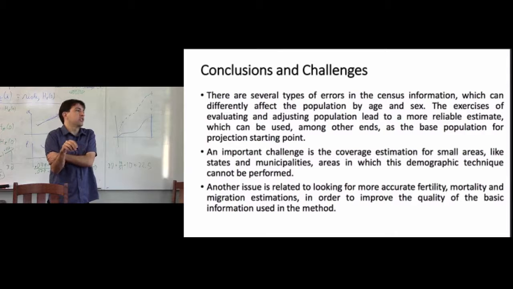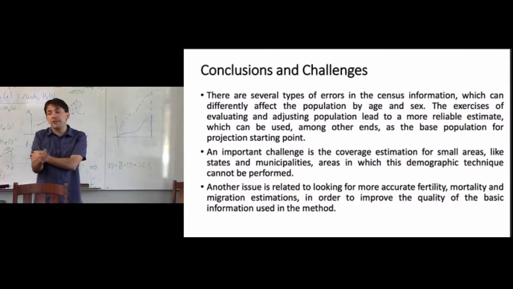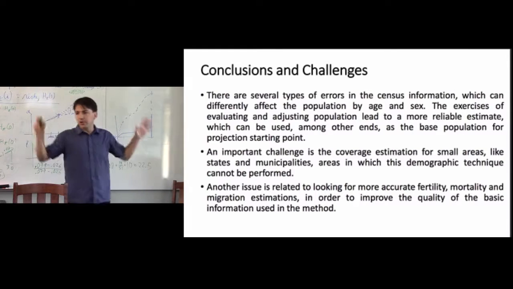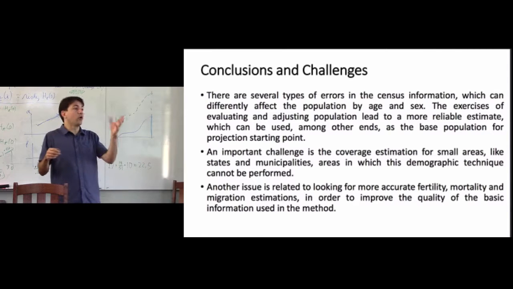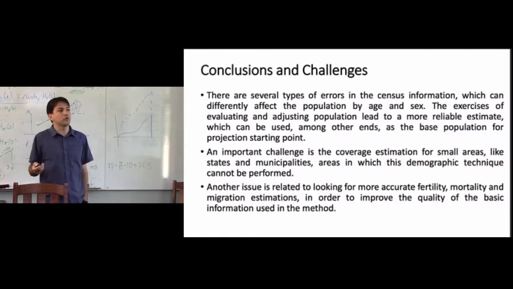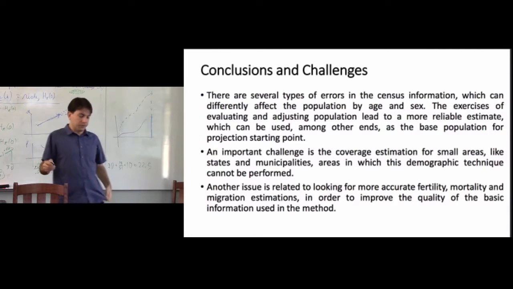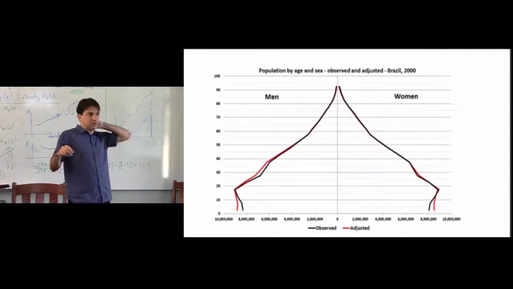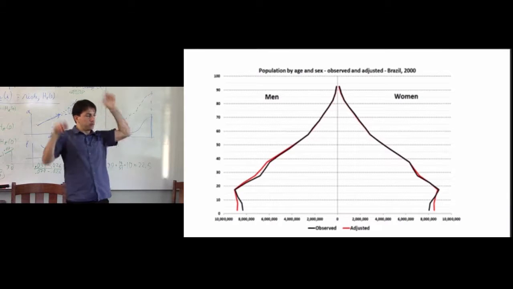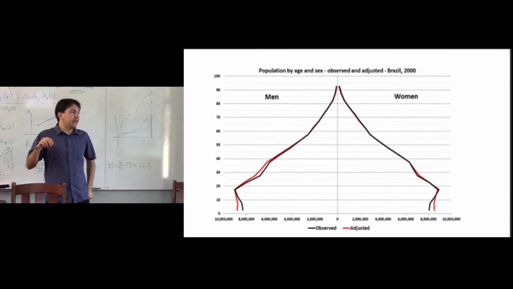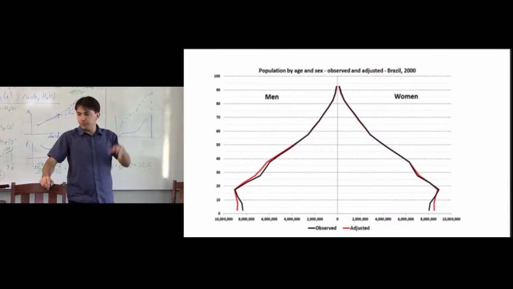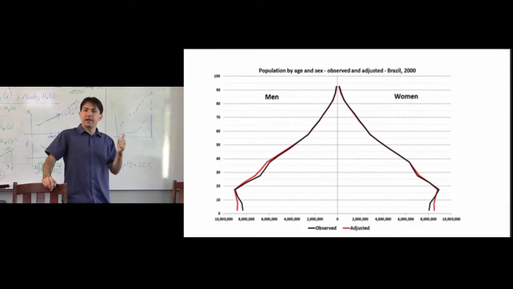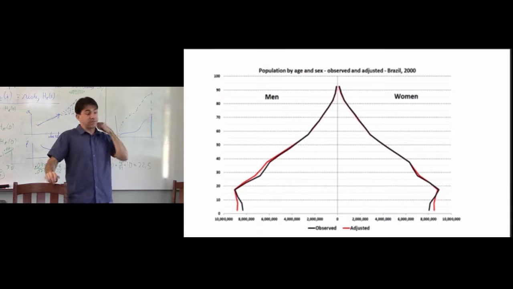An important challenge is the coverage estimation for small areas, because we can do this for the whole country, but it's difficult to redistribute these differences for small areas, for example, for states. What we did was use basically this general idea, putting in the model the difference here by age and the general undercoverage measure for the states given by the post-evaluation survey for this year.